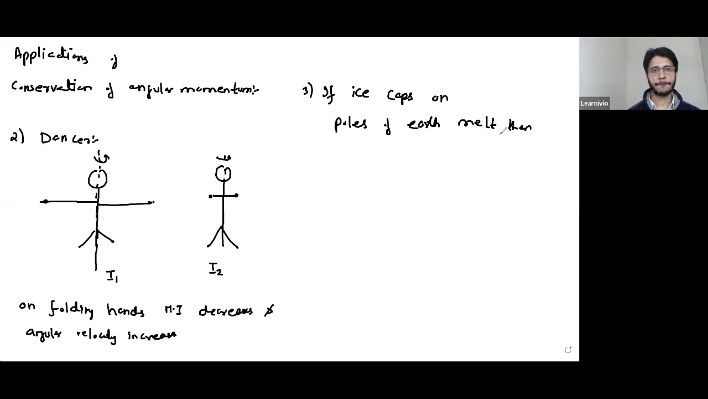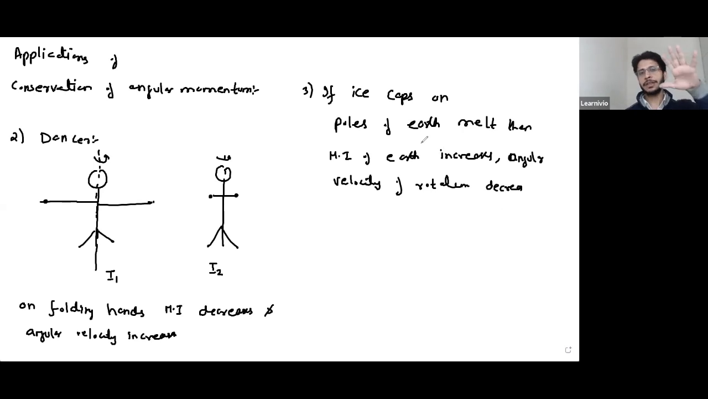It will increase. Because the water will spread throughout the surface of Earth, its moment of inertia increases. The moment of inertia of Earth increases. So if the moment of inertia of Earth increases, then what will happen with the angular velocity? It will decrease. So angular velocity of rotation decreases. Because if ice caps melt, then all ice will get converted into water and that water will spread uniformly over the surface of the Earth.